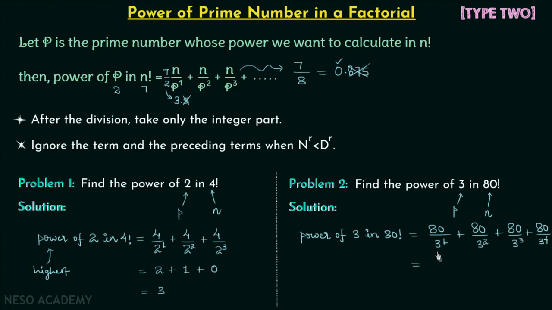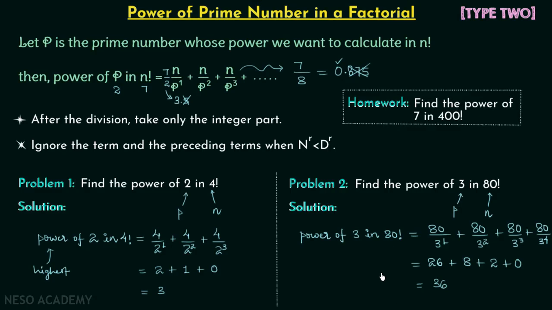80 when divided by 3 will give us 26.67. Keeping the integer part, we will have 26 plus 80 when divided by 9 will give us 8.89. Keeping the integer part, we will have 8. 80 when divided by 27 will give us 2.96. Keeping the integer part, we will have 2. And 80 when divided by 81 will give us the integer part equal to 0. When you perform the addition, you will have the final answer equal to 36. So the highest power of prime number 3 in 80 factorial is equal to 36.